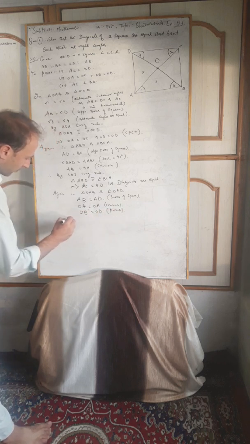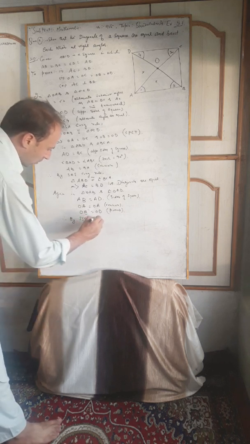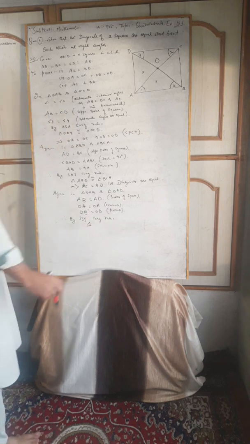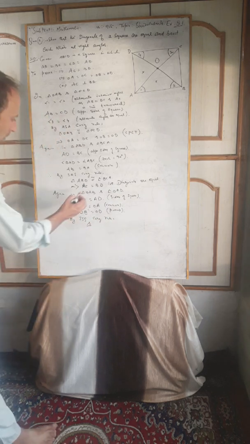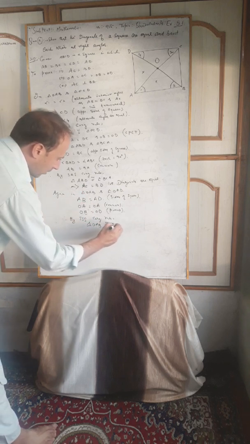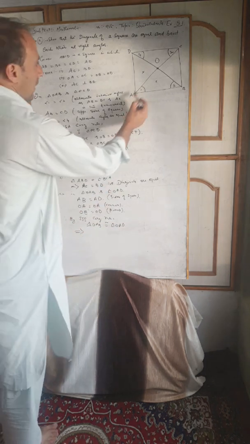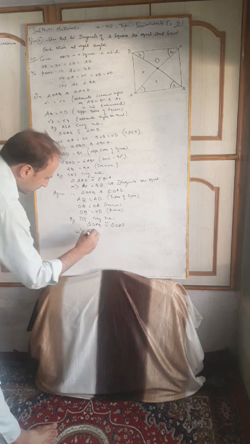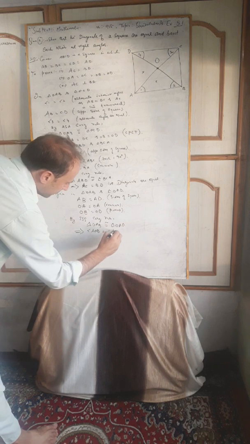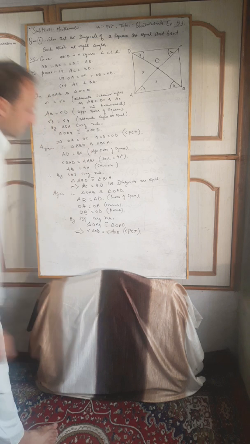Therefore, by the SSS congruence rule, triangle OAB is congruent to triangle OAD, which implies angle AOB is equal to angle AOD. Why? Corresponding parts of congruent triangles.